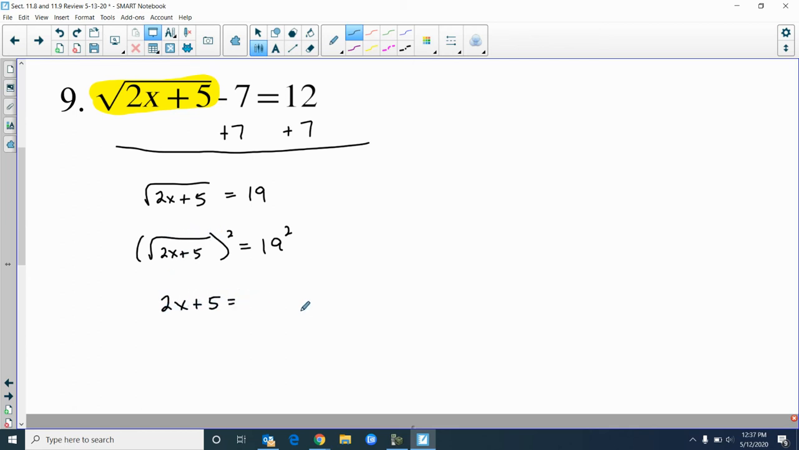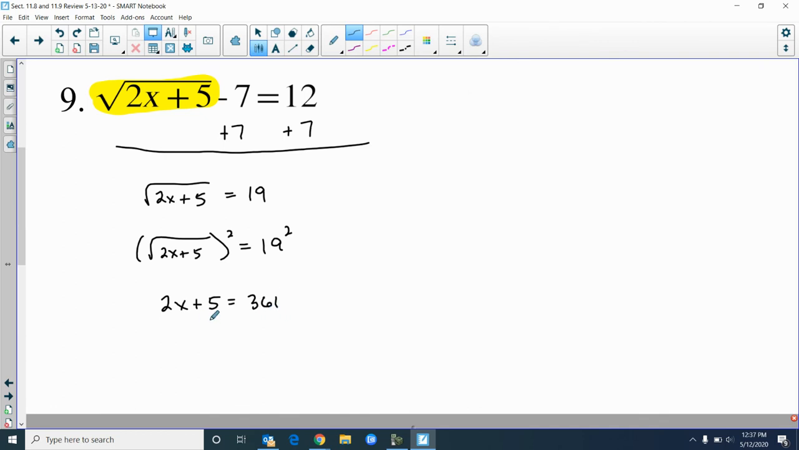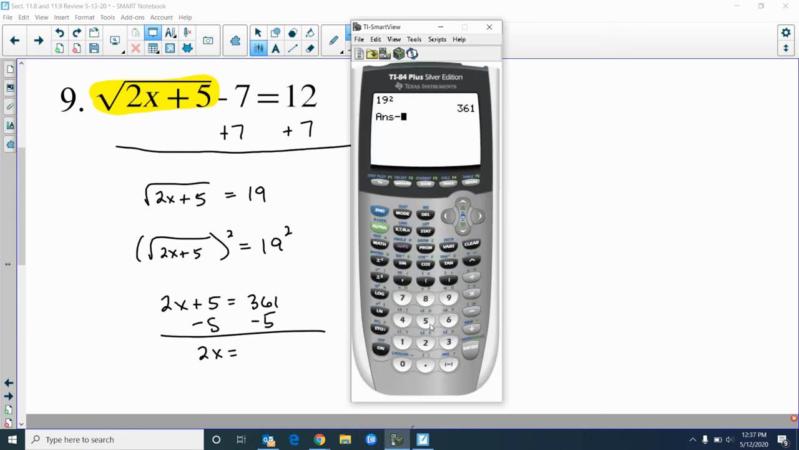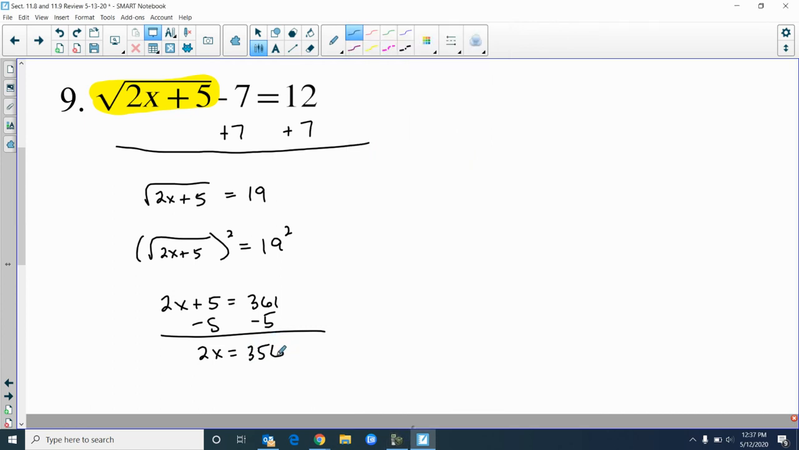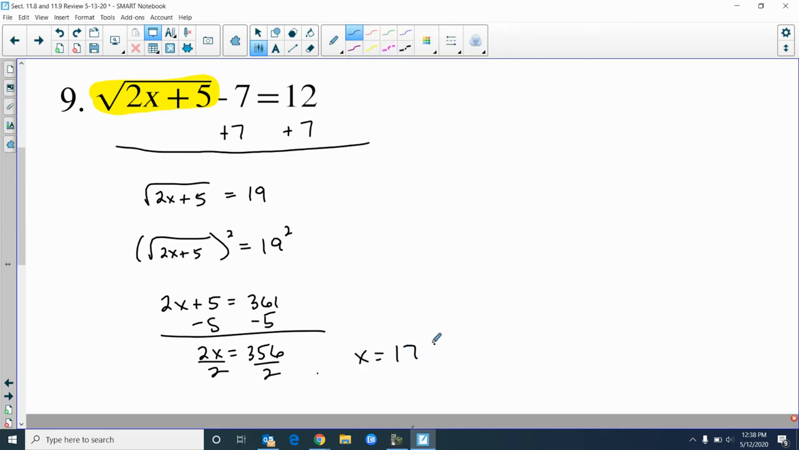We get 2x plus 5 equals 19 squared. Well, what in the world is that? 19 squared, I'm going to guess 361. Ooh, and I'm right. Subtract 5. 2x equals 361 minus 5, which gives me 356. And now divide by 2. And what do we get for 356 divided by 2? I get 178.